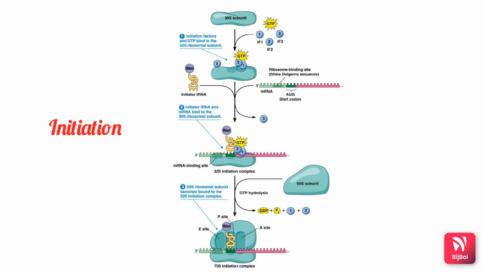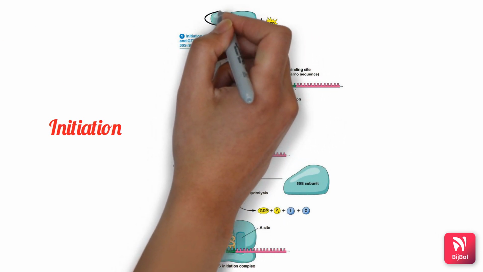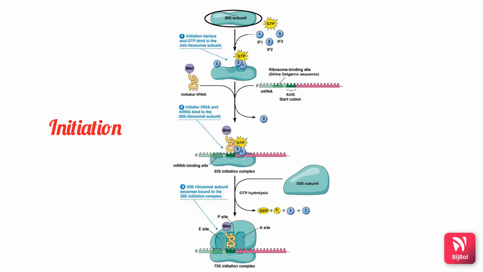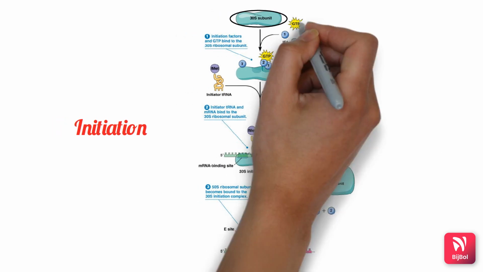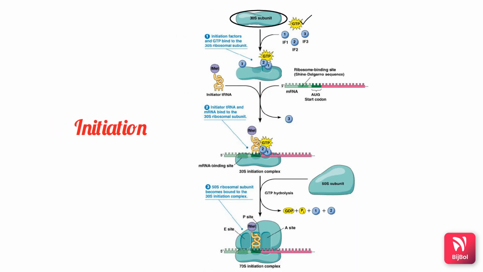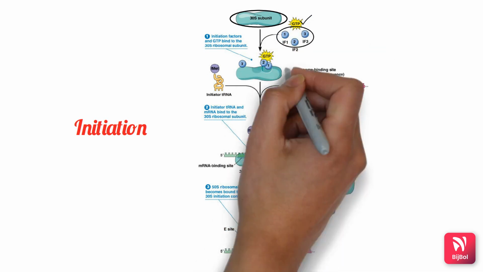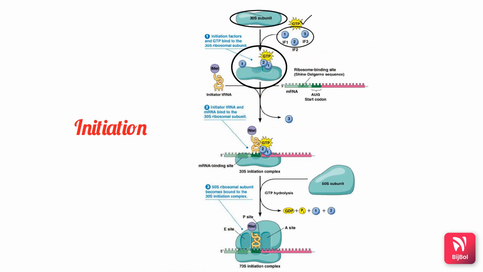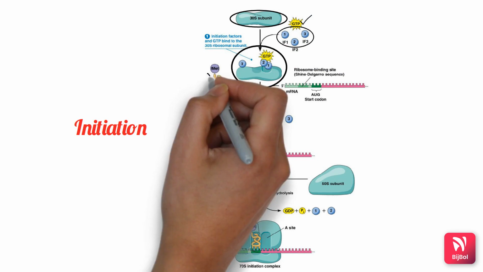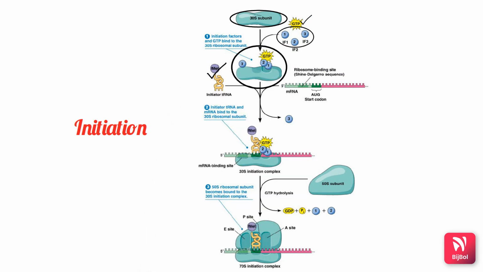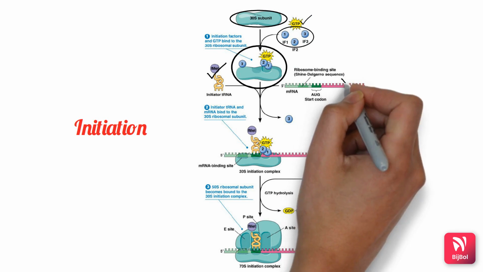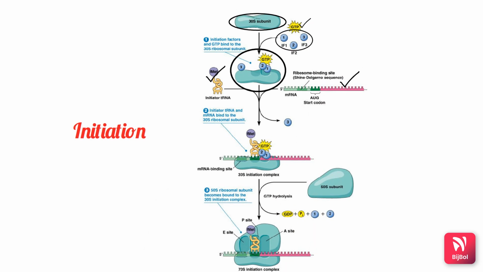Now let us discuss the initiation process by looking at this picture for better understanding. First of all, there is the 30S subunit of the ribosome, that is the smaller subunit of the ribosome. To this 30S subunit, firstly the GTP and the initiation factors bind. After this, what binds to the 30S subunit? That is the initiation tRNA. After this, the mRNA goes and binds to the 30S subunit.